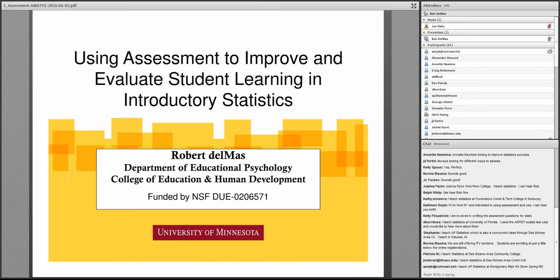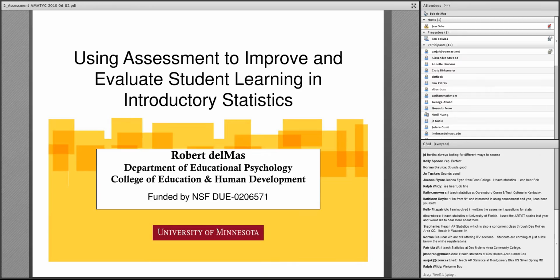I'm happy to be here, and hopefully I'll dispense a little knowledge on developing assessments, writing assessment items for assessing conceptual understanding in statistics.